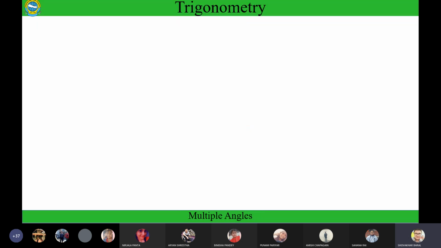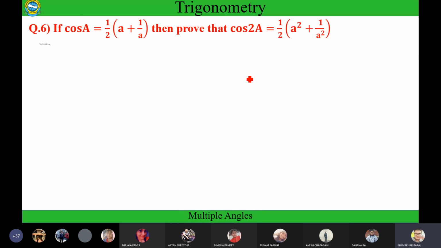So let's go to the next question. Question number 6. It's a very important question from the examination point of view also. I have given one question of a similar type as homework also in the last class. I don't know whether you have completed it or not. So if cos A is equal to 1 by 2 times A plus 1 by A, then prove that cos 2A is equal to 1 by 2 bracket A square plus 1 by A square.